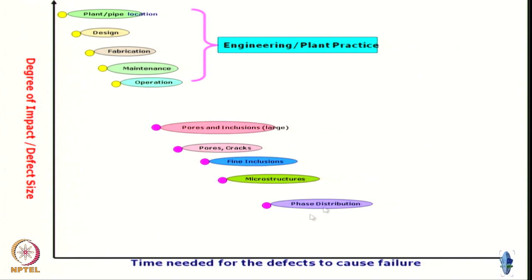So, if you do not fix phase distribution, this is another thing: whether it is a gray cast iron or white cast iron, the phase distribution can be one problem. Fix that, you get into dislocations, other dimensions of that. So, you fix the problem of dislocations, then we look at elements at the atomic level: alloying elements, point defects, all of them are going to be there.